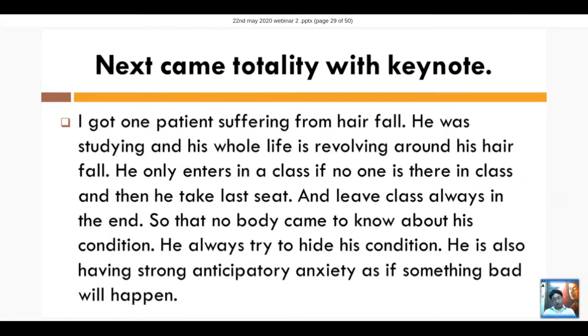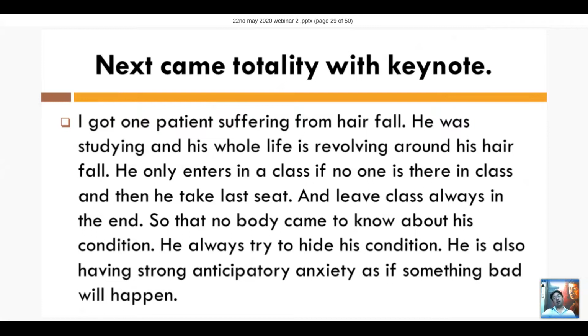So one patient of mine is suffering from hair fall. He was studying in college, and his whole life is revolving around that hair fall. He only enters the class if nobody is in the class. If some students are sitting in the class, he misses that class. He goes first, and he sits on the last seat. And when he leaves class, he is always last. He leaves always in the end. Why?